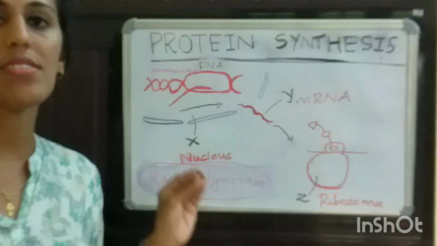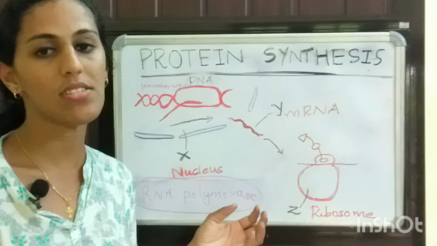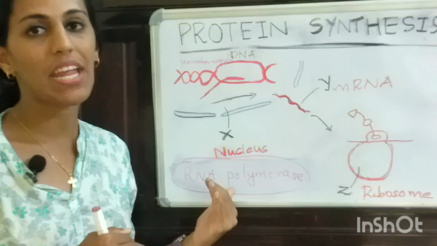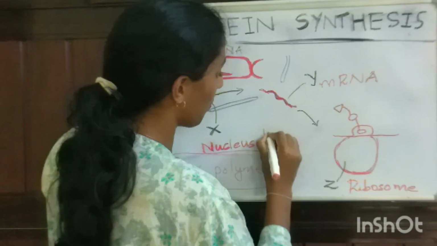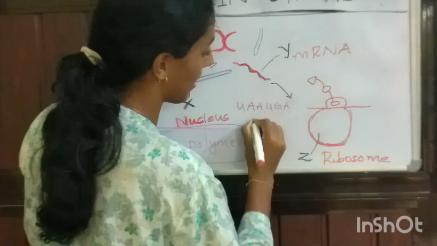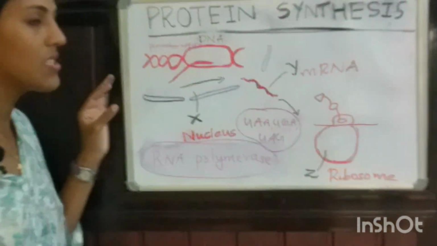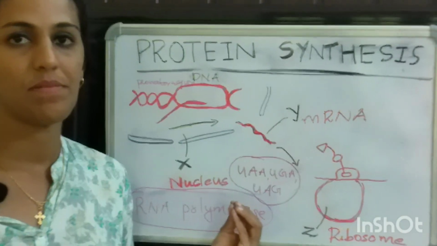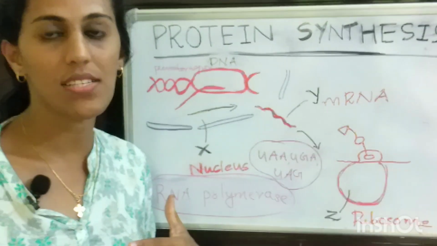This actually happens in the elongation process, and when we go to the termination process, the process is stopped when the ribosome encounters the stop codons. The stop codons are UAA, UGA and UAG. These are the stop codons. These stop codons help to terminate the translation of the mRNA and release the protein.